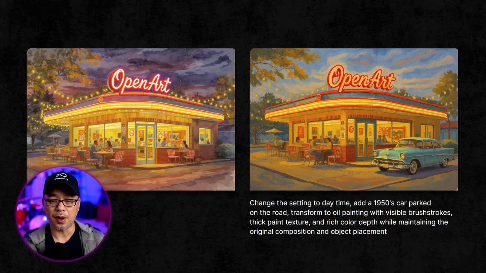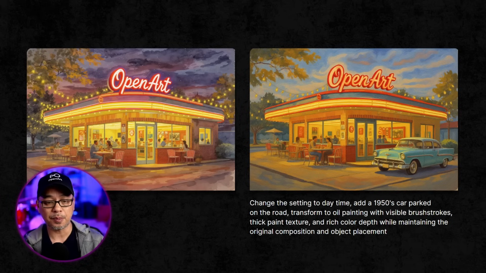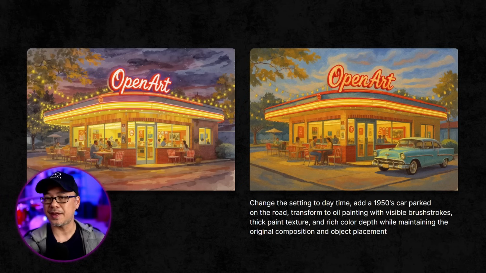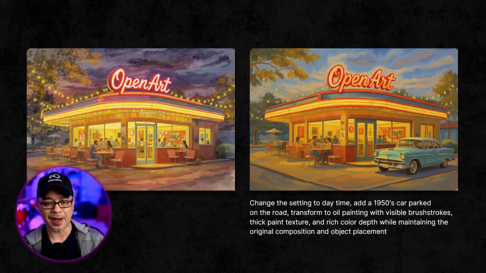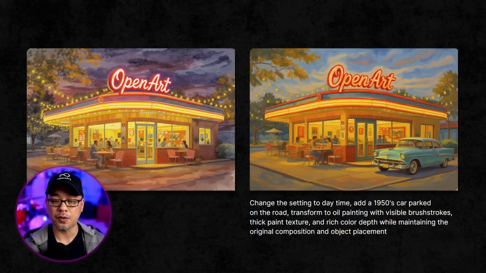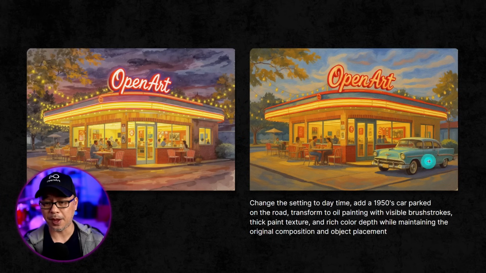In this example, I was very specific on the changes I wanted to make. Change the setting to daytime, a 1950s car parked, transform to oil painting from watercolor. I even state the brush strokes, thick paint texture, while maintaining the original composition. Now on the left here, we have a woman. She's disappeared, or maybe the car ran over her. I don't know. But for the most part, it honors that original composition, even down to the little people you see inside the, what is this, a restaurant, I guess?